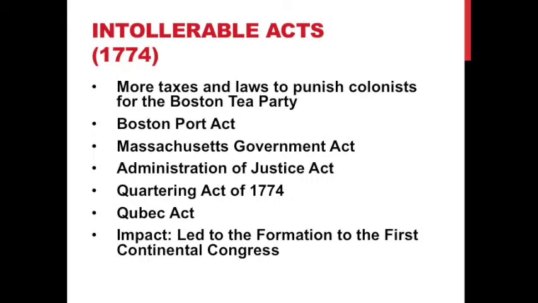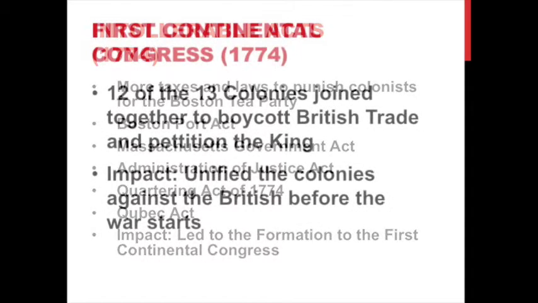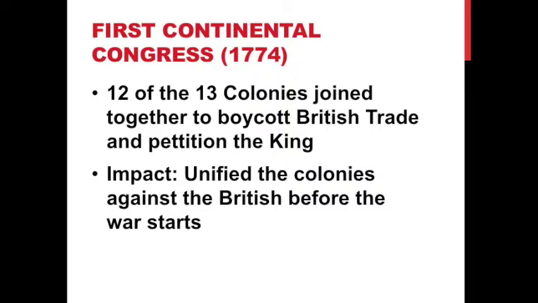So basically, these people did not like these acts, did not like these taxes, didn't like anything. So they decided to get together their own committee to go to Parliament, to the British government, and say, "Hey, we don't want these anymore." And that government was called the First Continental Congress. So 12 out of 13 colonies joined together to boycott British trade and to petition the king.